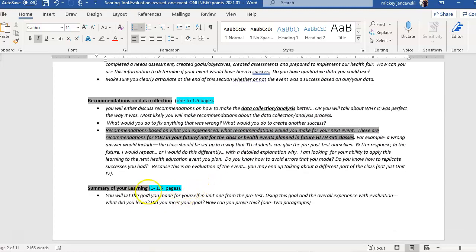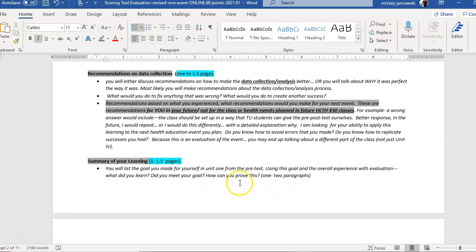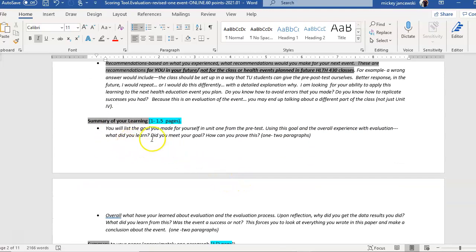And then we have a section called Summary of Learning. In this section, you're going to list the goal you made for yourself in Unit 1 for this unit from the pretest, and you're going to use that goal and the overall experience with evaluation in this unit to talk about, did you meet your goal? How can you prove this?